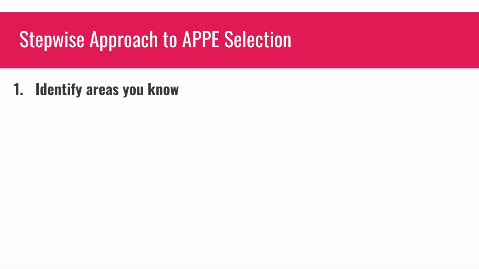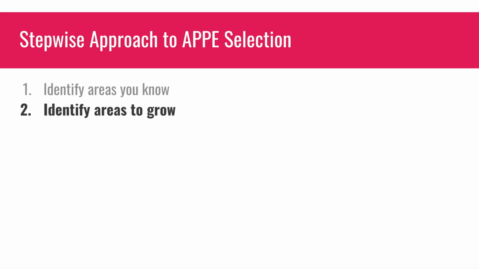As I mentioned earlier, there are required domains for APPEs that must be completed, and ACPE is very clear and has those lined out. However, there are numerous practice settings within those domains that can enable some variability in your rotations. So after identifying what you already know, you need to identify areas that you want to grow in. What areas do you need to grow in?